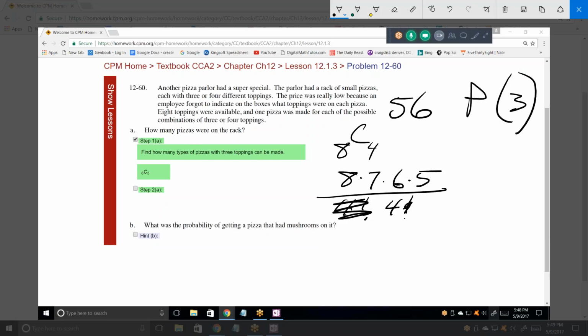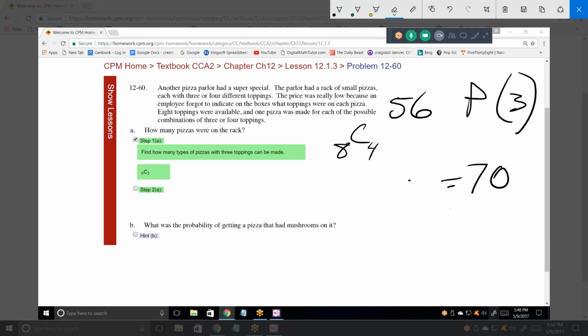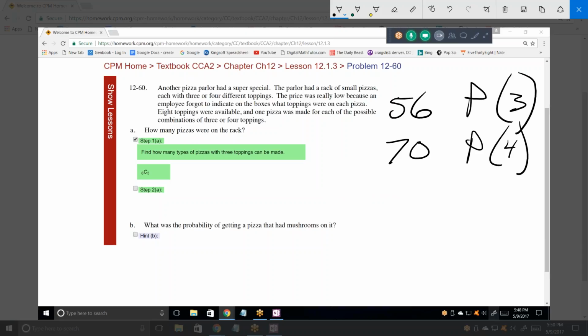So 4 times 3 times 2. That cancels with that. That cancels with that. I have 70. So I have 70 ways that I can make a pizza with 4 toppings. Unique ways.